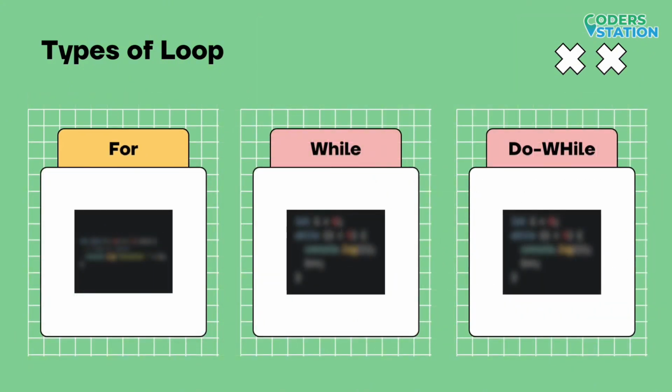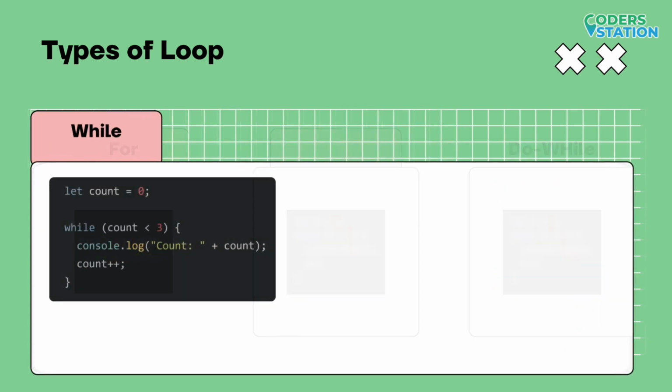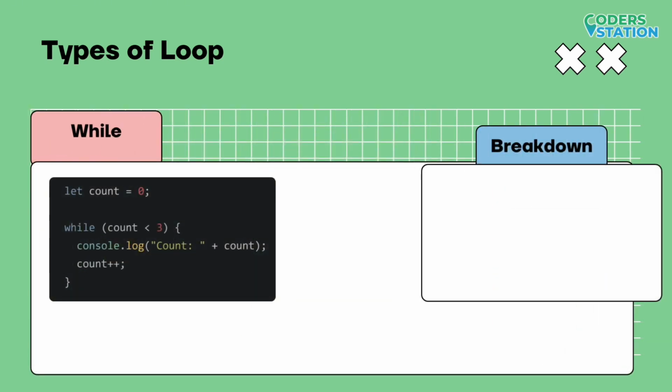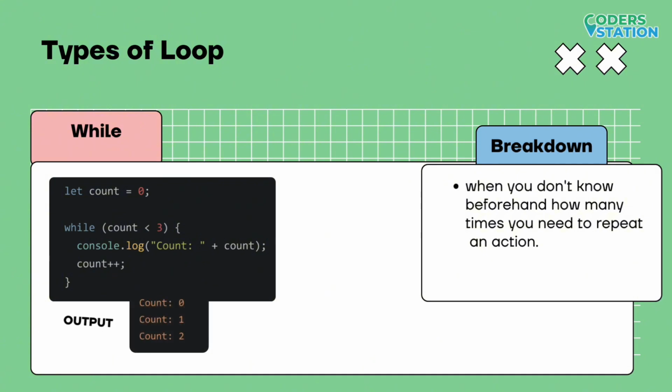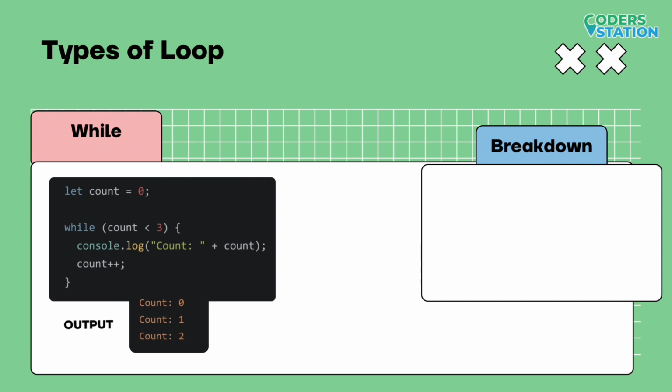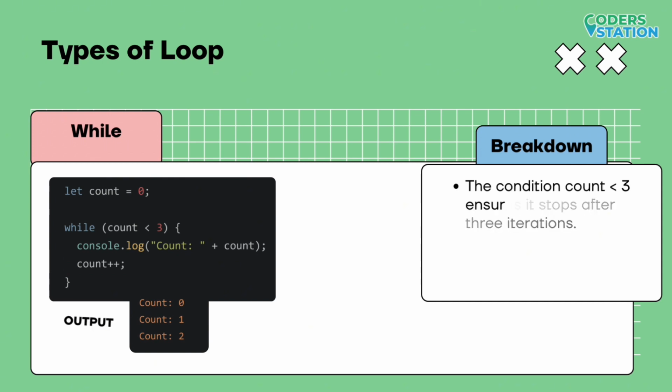Now let's talk about a while loop example. So here, let's break down this. The while loop is handy when you don't know beforehand how many times you need to repeat an action. So here it prints count 0 through count 2, and the condition is count is less than 3. You got it. The condition count less than 3 ensures it stops after 3 iterations.